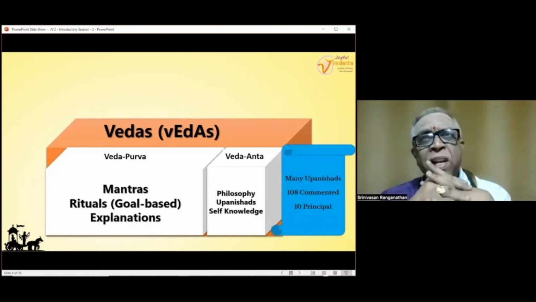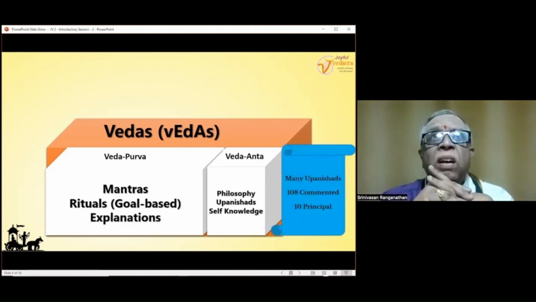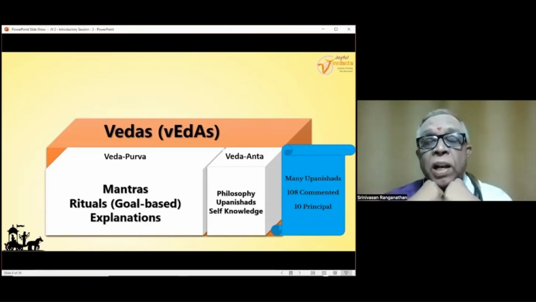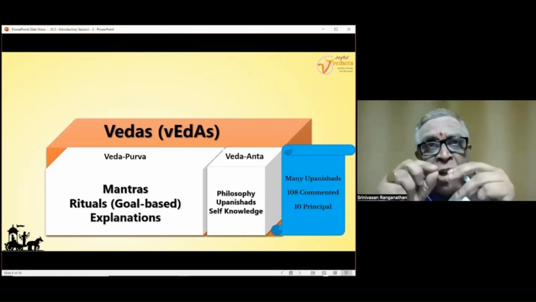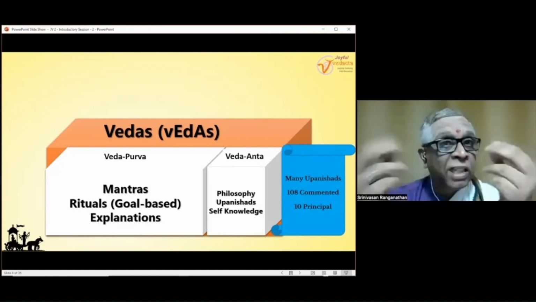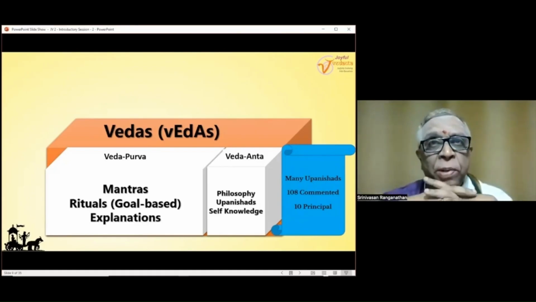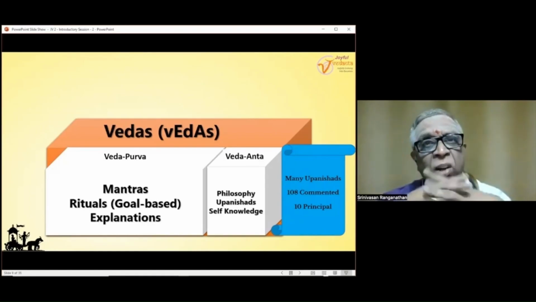There are many Upanishads. 108 Upanishads have been commented upon. Out of that, 10 Upanishads are called principal Upanishads, right? Like a Brihadaranyaka Upanishad or a Taittiriya Upanishad, right? Now, there are some very small minor Upanishads which are also very powerful, like say, for example, Kaivalya Upanishad, but they are not part of the 10 principal Upanishads. So 10 Upanishads have been categorized as principal Upanishads.